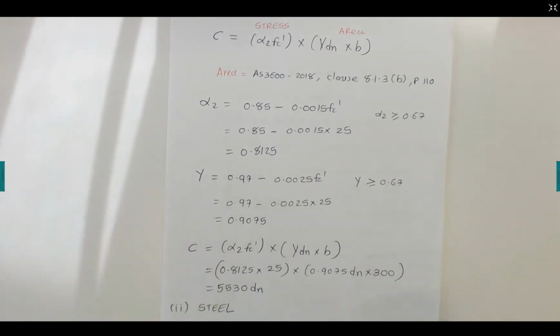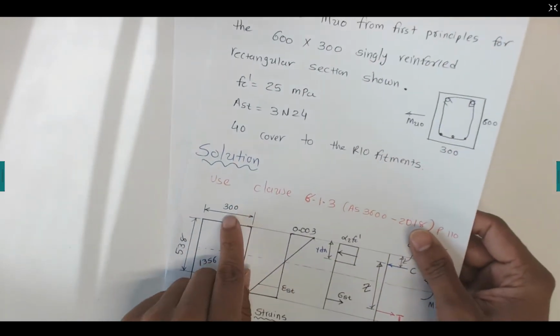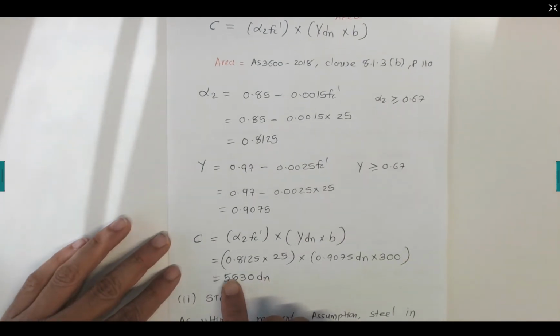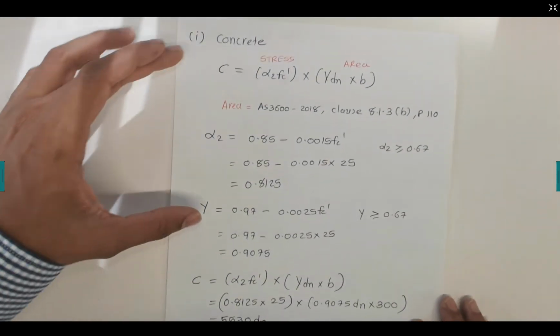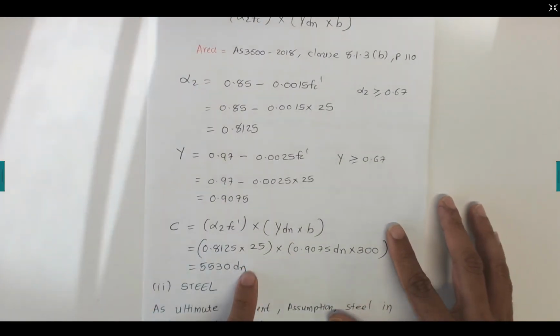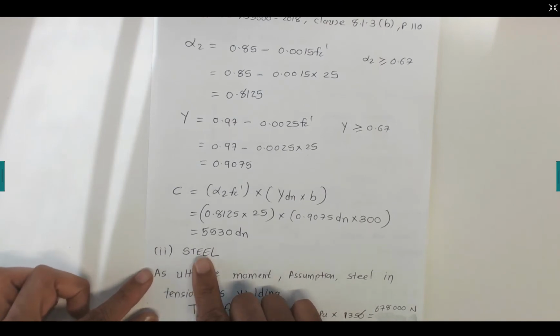Width b is given in the question as 300, so we also use it here, and that multiplication gives 5530 dn. So this is the first step: we calculate the force in the concrete in terms of dn, which we don't know yet. Now the steel calculation is relatively easy.